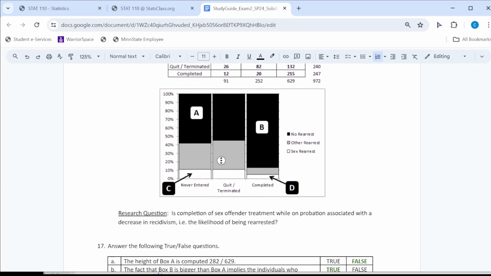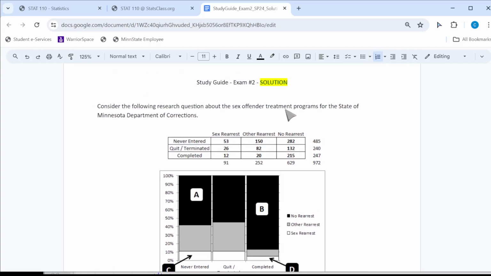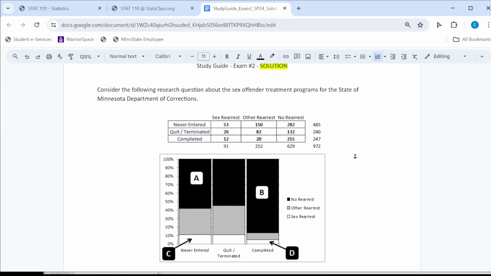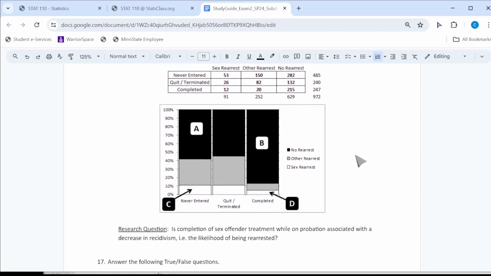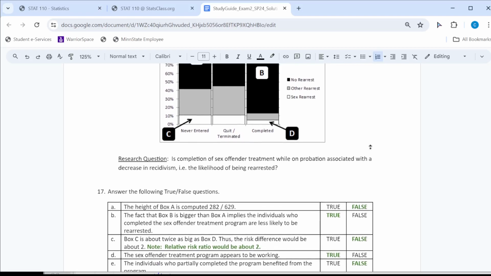Here's another example. This has to do with some of the stuff from Minnesota Department of Corrections. We presented some information about sex offender treatment programs, and here's just another study based on that. The bottom here are my different buckets. Did they never enter the program, or did they quit or get kicked out of the program, or did they actually complete the program? So this column over here is complete the program. We got some true falses based on these.